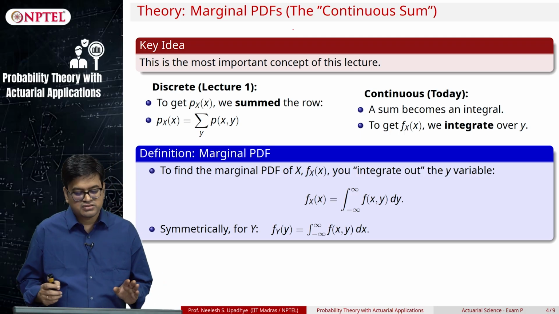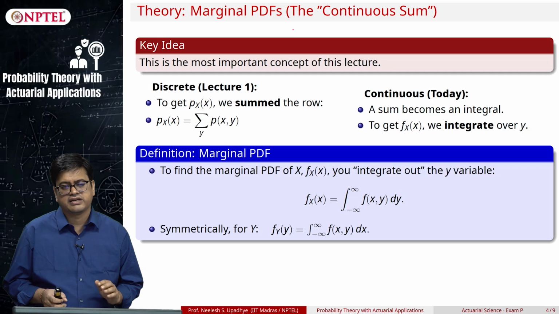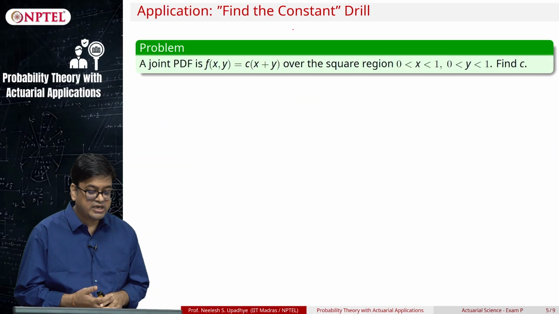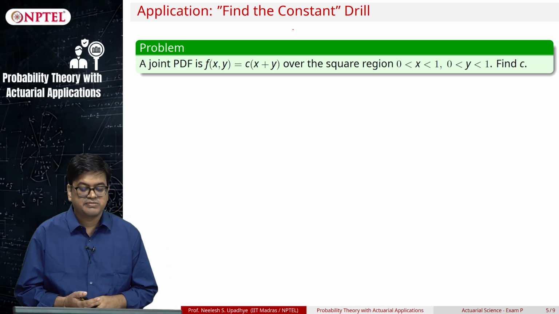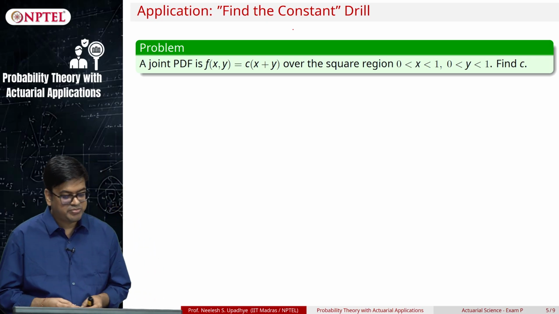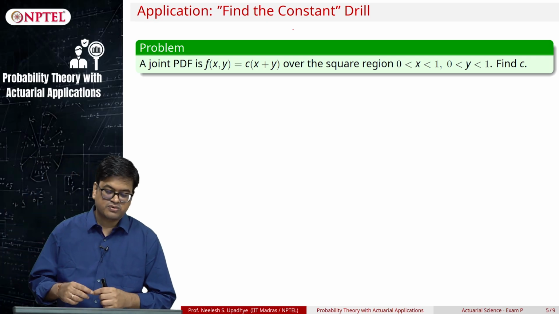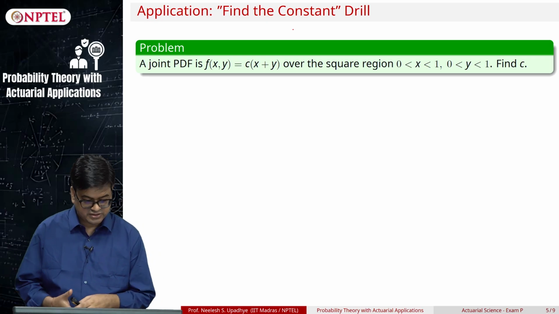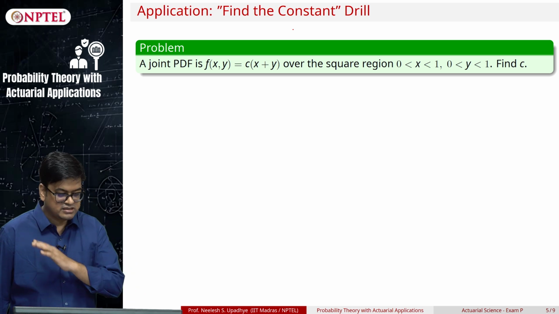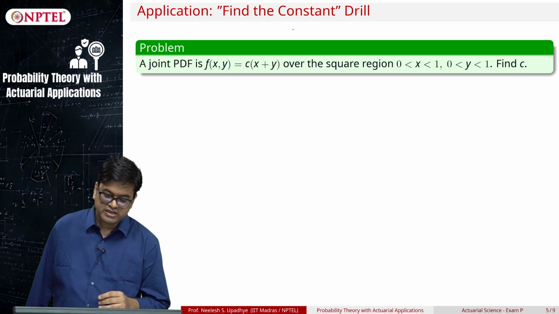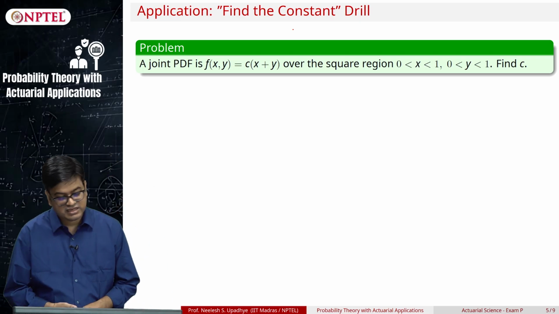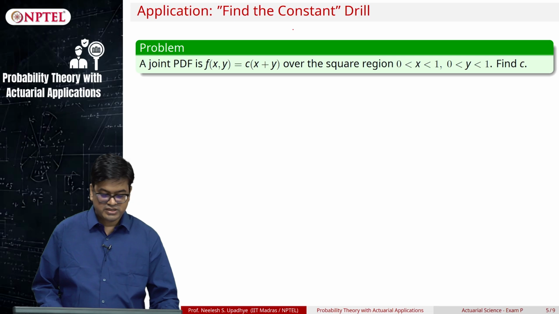Now that we have understood both concepts are related, let us solve a similar problem which we have solved for the one dimensional case, that is estimating the constant c. Okay. So now because it is a joint PDF, the distribution is given over a surface. Okay. So f(x,y) is c times (x plus y), this is a plane, over the region 0 less than x less than 1, 0 less than y less than 1. How will you evaluate this, right?